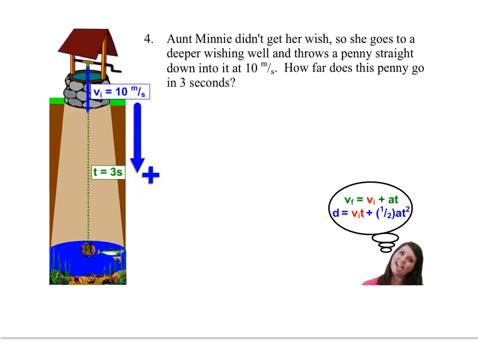Okay, so I want to show you one last problem just to show you one more new approach, something that we can try here. So it says here, Aunt Minnie didn't get her wish, so she goes to a deeper wishing well and throws a penny straight down into it at 10 meters per second. How far does this penny go in 3 seconds?